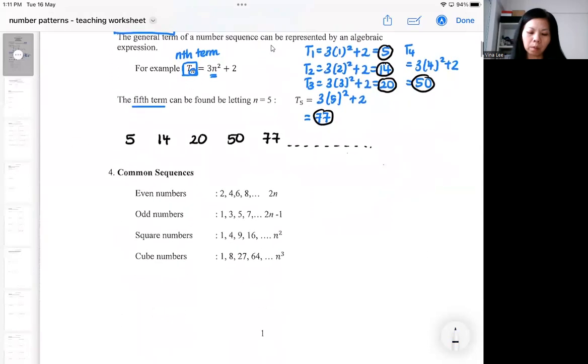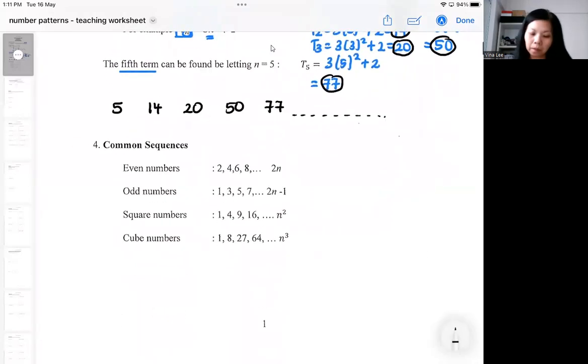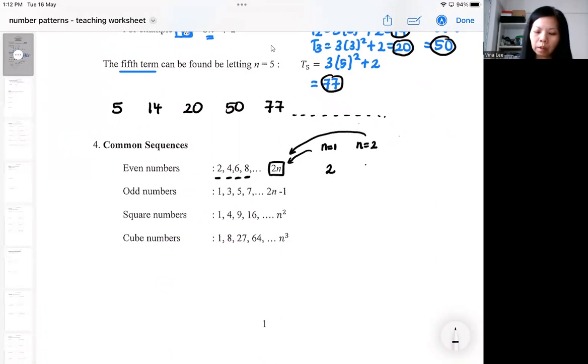The common one will be the even numbers. Even numbers are like 2, 4, 6, 8, and the general formula is 2n. What do we mean by the general formula being 2n? For example, n equal to 1: you put it into this formula, you get 2. N equal to 2: you put it into this formula, you get 2 times 2. N equal to 3: you put it into the formula, you will get 2 times 3. That's how you generate them.